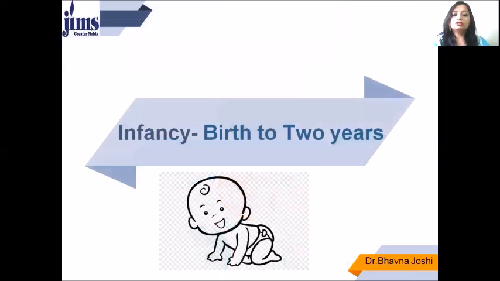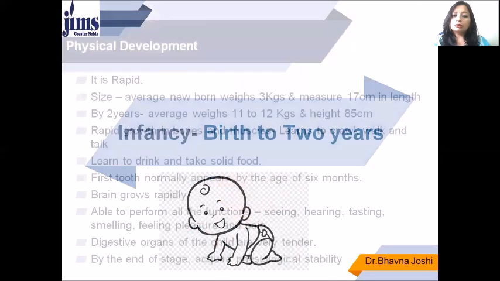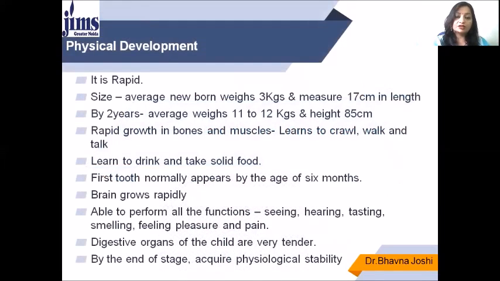So let's start with the first stage, which is called infancy, that is from birth till the age of 2 years. Now, when we talk about the infant child with respect to physical development, at this stage you will see that an infant grows rapidly. The physical growth is very rapid at this stage. When the child is born, the average weight of a newborn is 3 kgs. It can be a little lower and it could be higher also, but the average newborn weight is 3 kgs and the length is 17 centimeters.